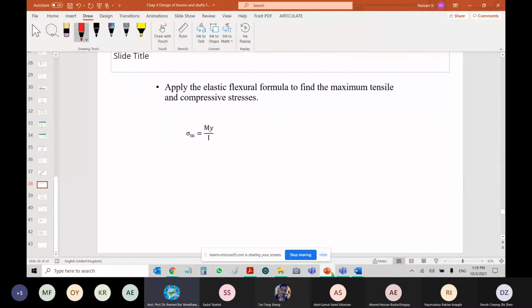Now, come on, give me the answer for maximum tensile stress. Use this formula, sigma max with Y max, and take the distance for the compression, the centroidal distance.